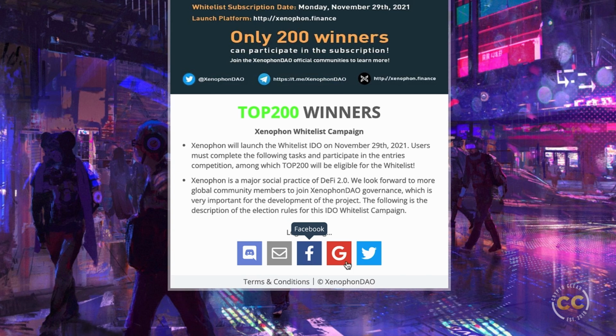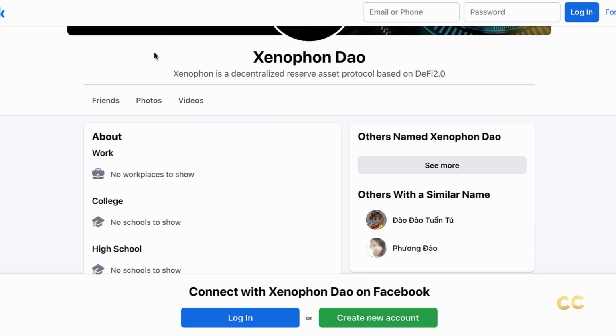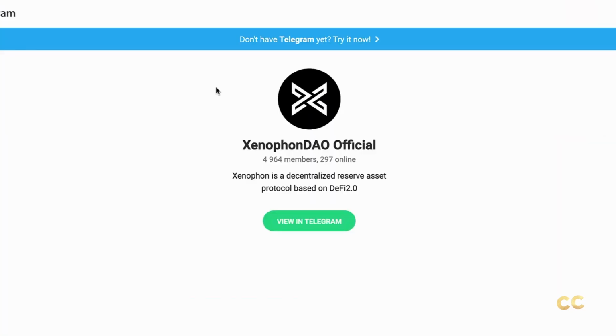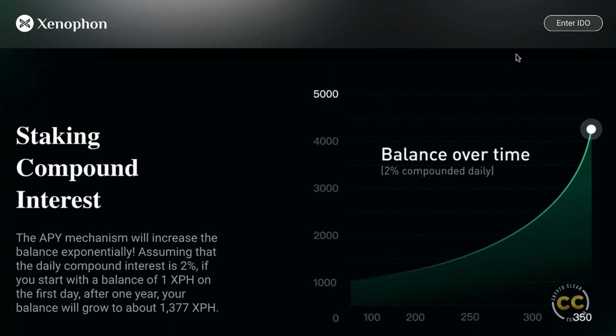Better chances. Look at their Twitter. To be eligible, check out their Facebook, their Google, their Twitter. If you go on their Twitter, you can log in, follow them, and their Telegram. They have 4,964 members, 297 online. View in Telegram, this is always good to have to keep updated, and you have it all there. You're welcome, guys.